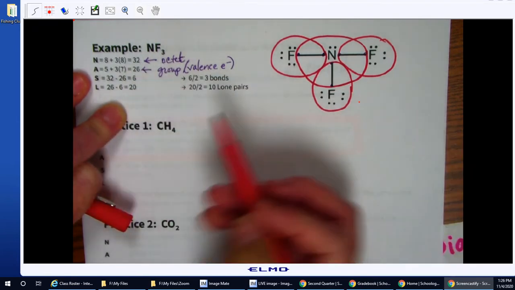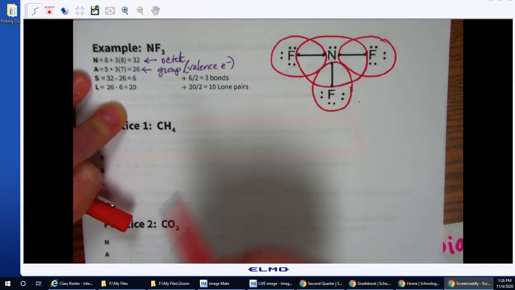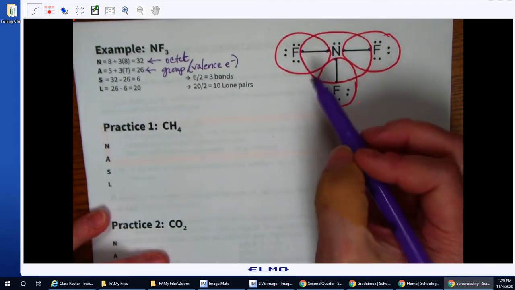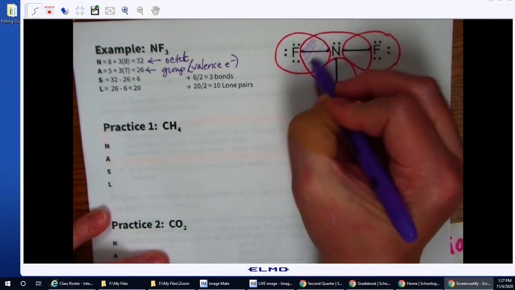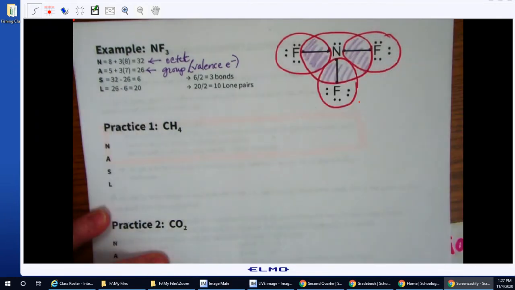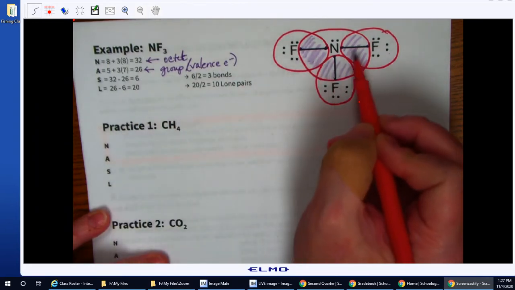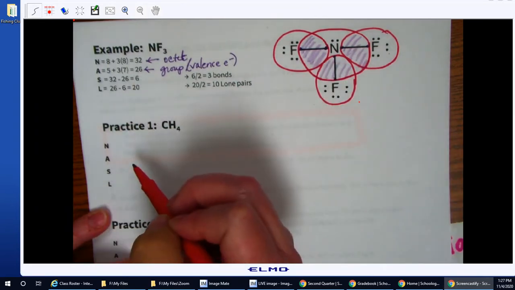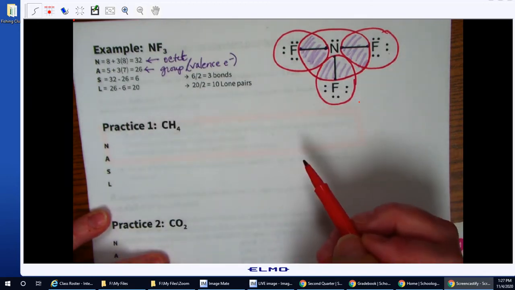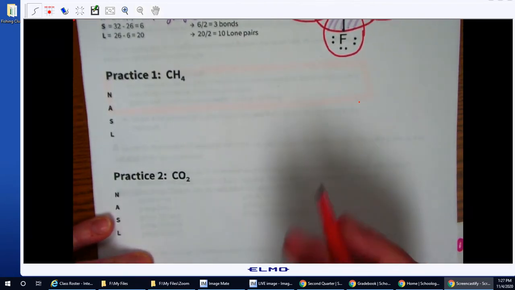Notice each one of them has 8 electrons. So all 4 atoms satisfy that octet. If I include 1, 2, 3, 4, 4 times 8 is 32. Again, I only have 26, which are accounted for. So there's a bond here, there's a bond here, and there's a bond here. Those bonds represent the shared electrons. 2, 4, 6. 6 electrons. 20 electrons are in lone pairs, sets of 2. Okay? Hopefully that makes some sense.